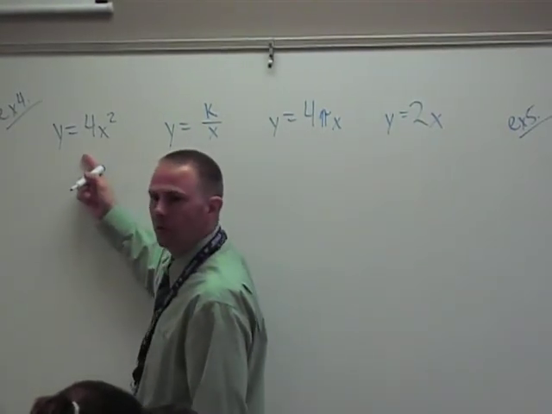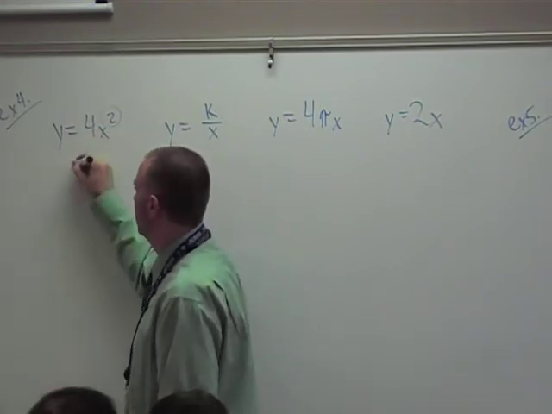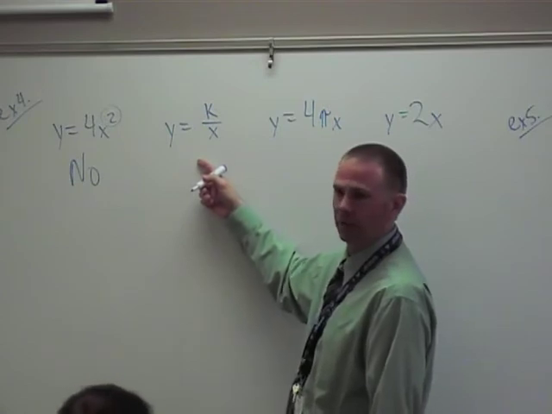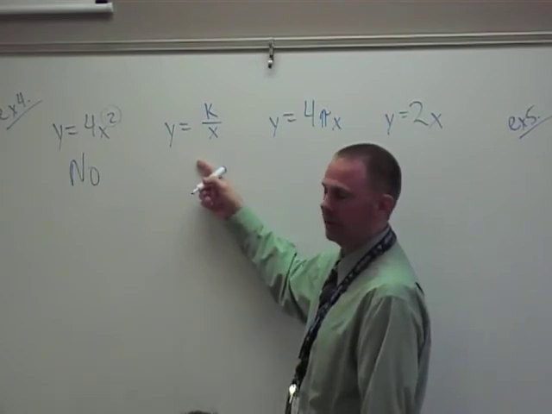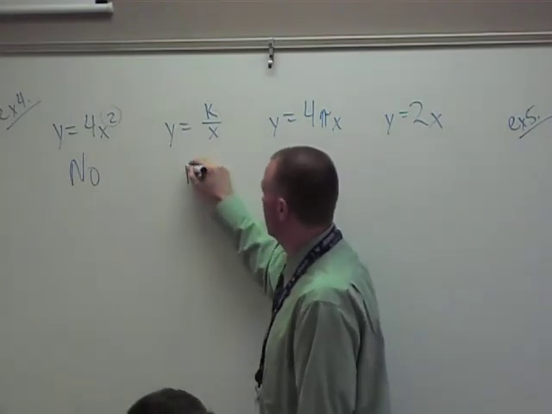Is this in direct variation form? No. No, because of that right there. Is this in direct variation form? No. Why not? Because it's over. Yeah, the x is in the denominator. This is actually inverse variation.